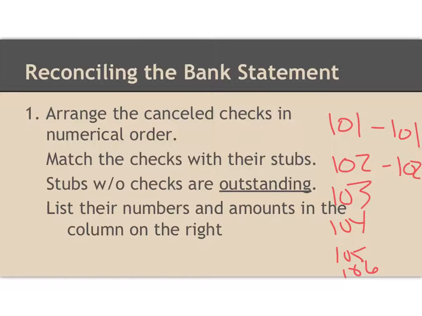And as we go through this, we notice that we can account for 101, we can account for 102, we have a canceled check 103 and a canceled check 104, but we don't have 105 here with the statement, and we don't have 106.